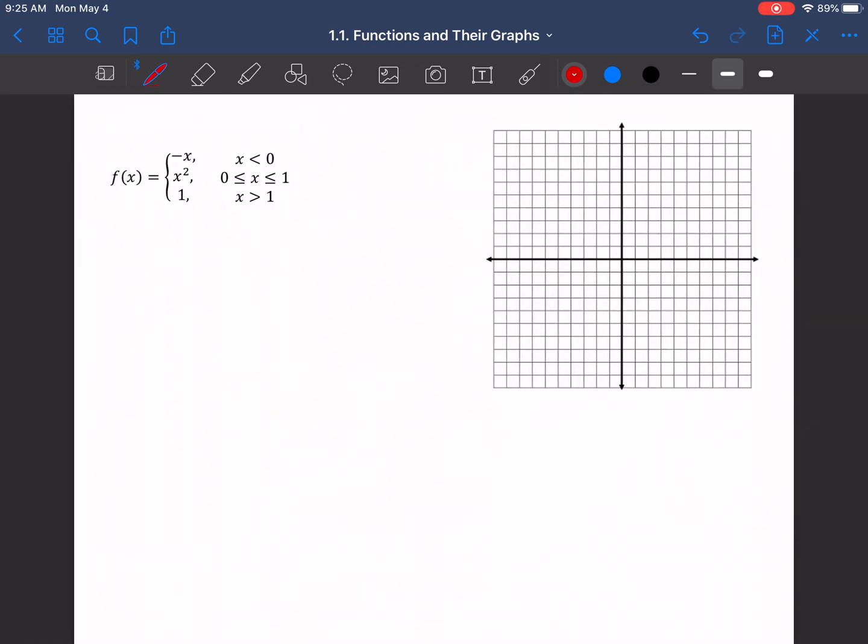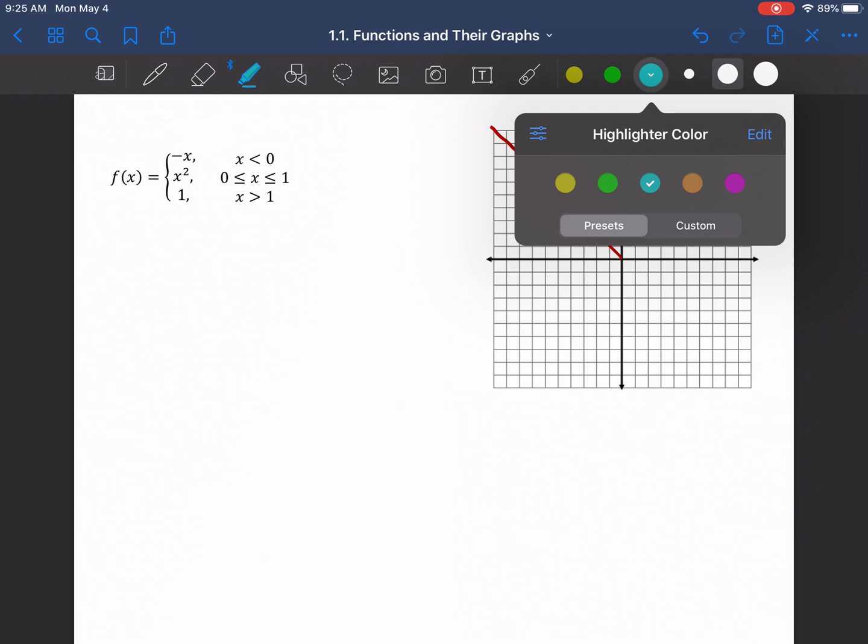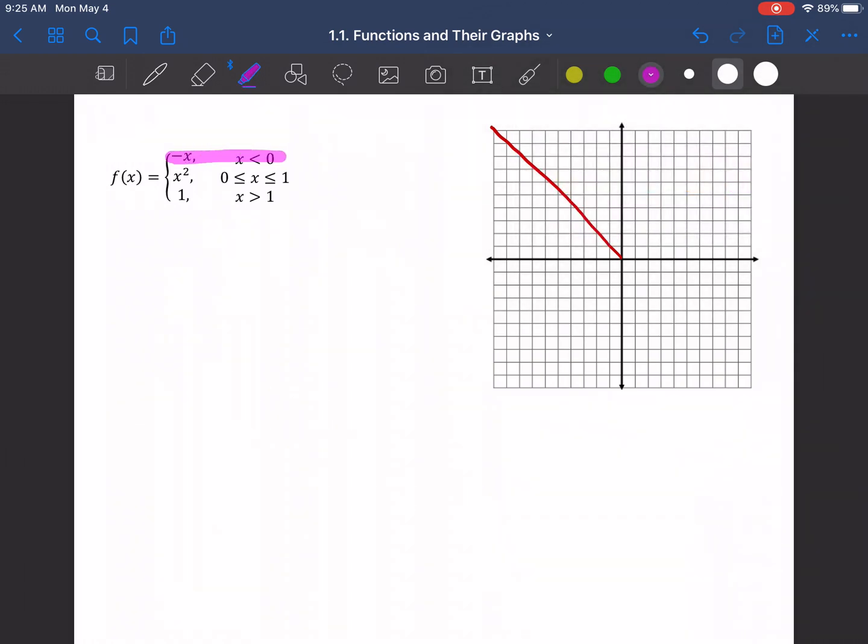Take a look right here. If we wanted to do this one, I'll do the sections in different colors here, or maybe I'll just go back and highlight them. But negative x for x less than 0, so we just did that one. This is x less than 0, so it's going to look just like that. And that's going to be this section over here, I guess. I'll highlight that in purple. There you go. That's that part.